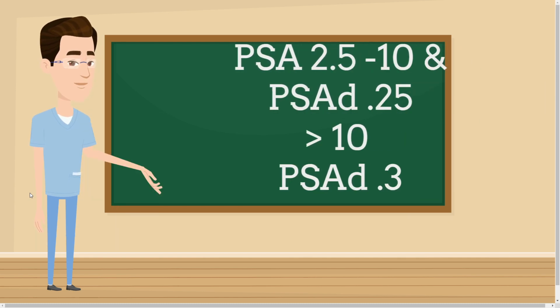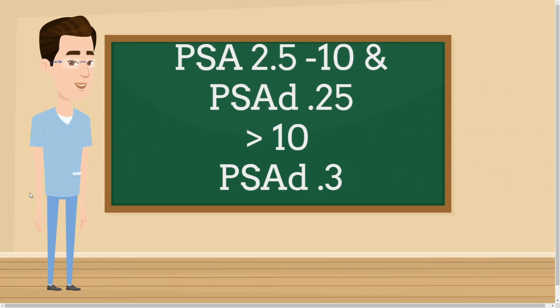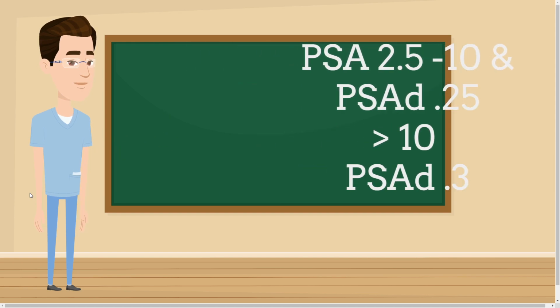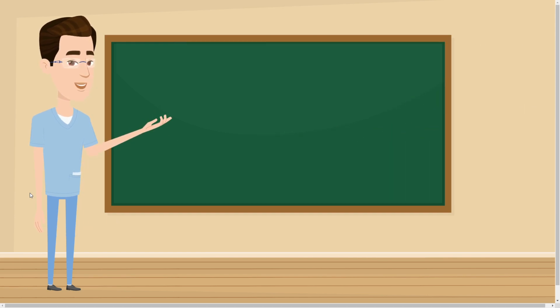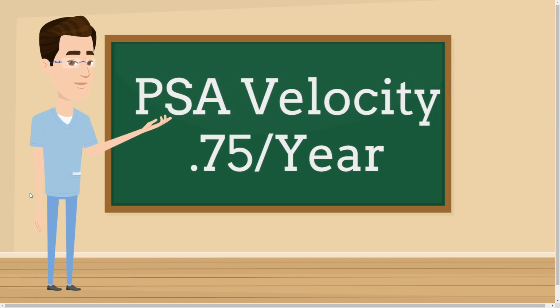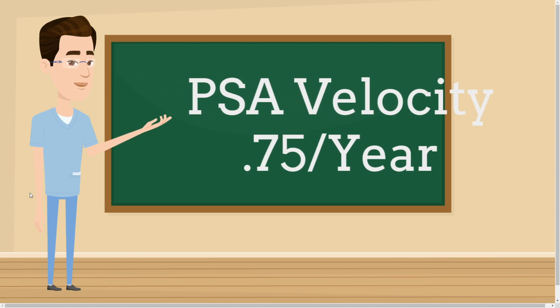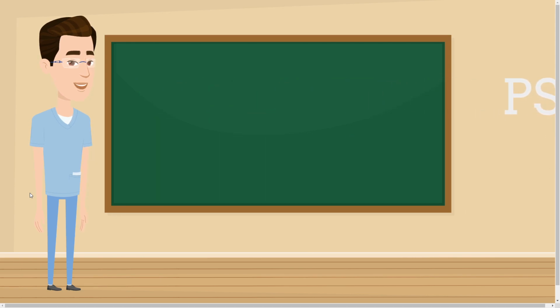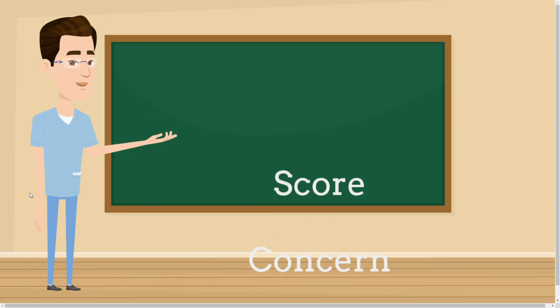A gray zone PSA of 2.5 to 10 and a PSA density of 0.25, or PSA greater than 10 and PSA density 0.3 or higher, indicates cause for concern. PSA velocity measures the rate of PSA score growth over a specific time frame. Despite controversy, many urologists use this metric to assess disease aggressiveness and mortality. A PSA velocity of 0.75 or greater within 1 year requires further investigation.